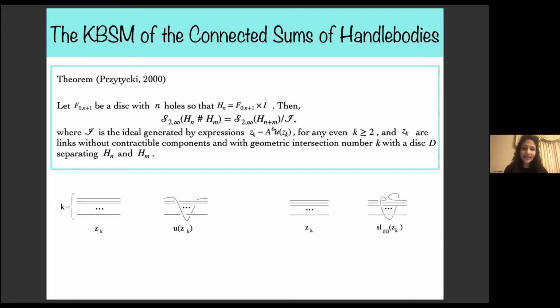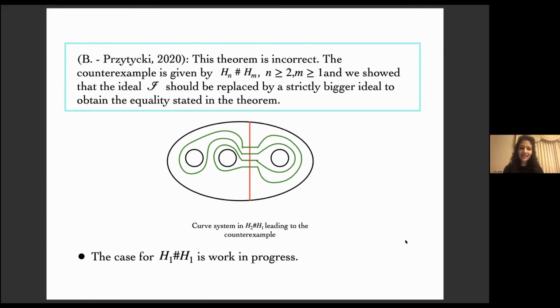So uz_k is just a modification of z_k as shown, and we get this relation from the 2-handle slidings illustrated over here. So this theorem was stated by Przytycki in the year 2000, and it was published. However, he did not provide a proof. And as it so happens, we discovered that this theorem is incorrect.